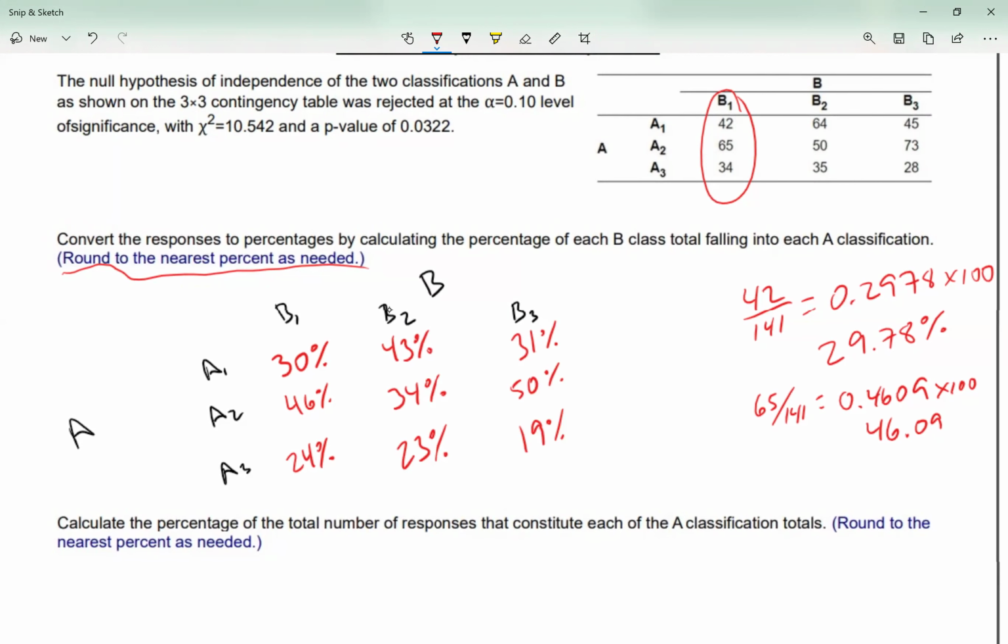On your homework, you're going to see the percentages already. So you're going to see the table. You're just going to see the spaces for the numbers. But notice I'm rounding it to the nearest whole number.